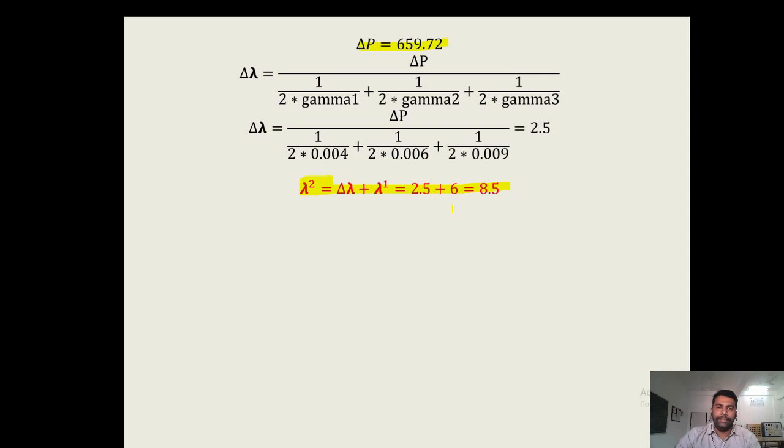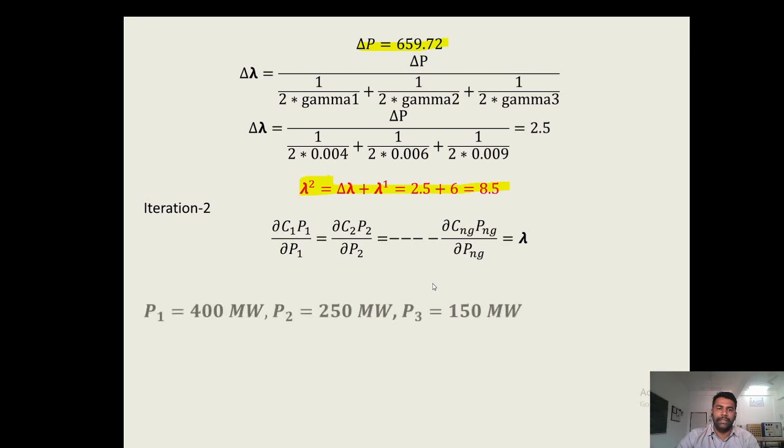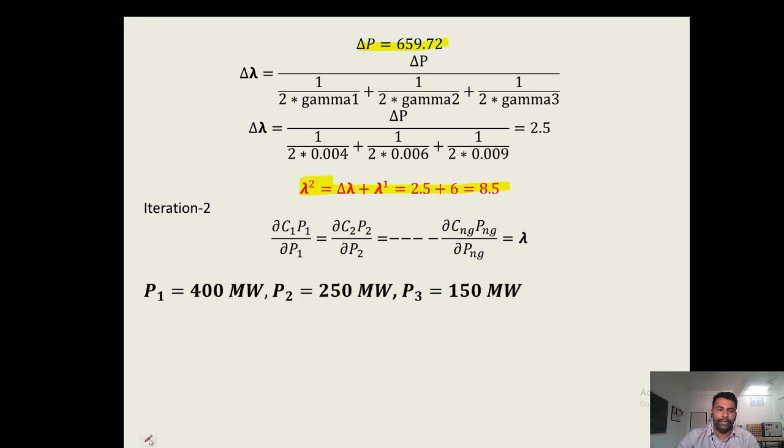By taking this value as the second approximation of lambda, we will find P1, P2 and P3. Now, iteration 2, same equation of economic load dispatch. P1, P2, P3 are found by putting lambda equal to 8.5. So, P1 equals 400 megawatt, P2 equals 250 megawatt, P3 equals 150 megawatt. When you take the summation of these three powers, you will find power demand PD is satisfied, that is 400 plus 250, it is 650, plus 150. So, it is 800 megawatt. So, the power demand of 800 megawatt is satisfied.